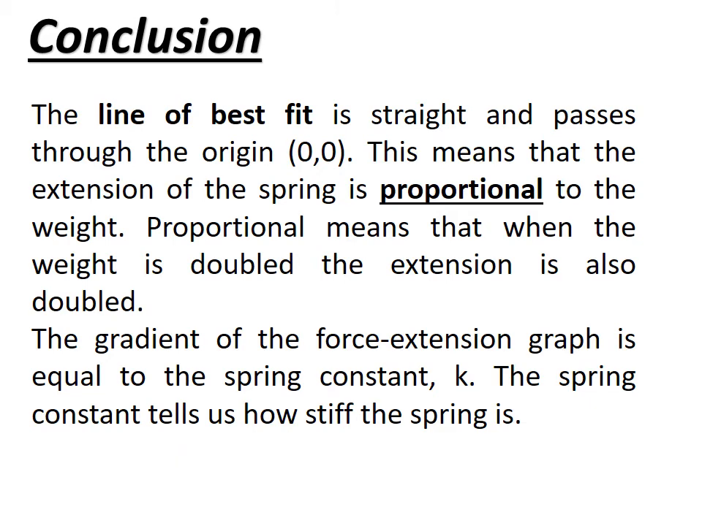So here is the conclusion to the required practical, and you should learn this. The line of best fit is straight and passes through the origin, 0, 0. This means the extension of the spring is proportional to the weight or the force. Proportional means that when the weight is doubled, the extension is also doubled. The gradient of the force extension graph is equal to the spring constant K. The spring constant tells us how stiff the spring is.